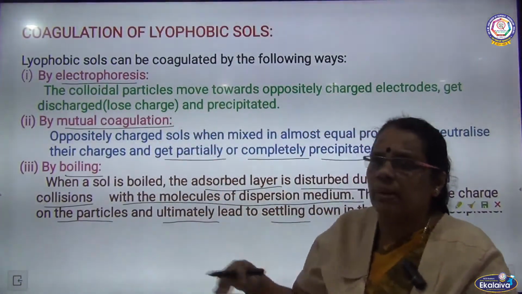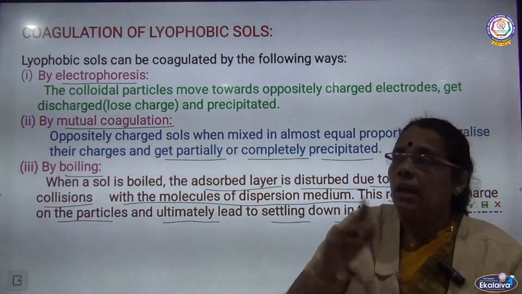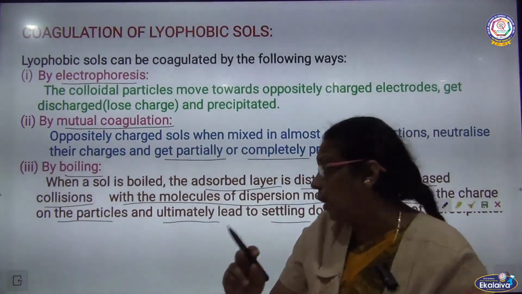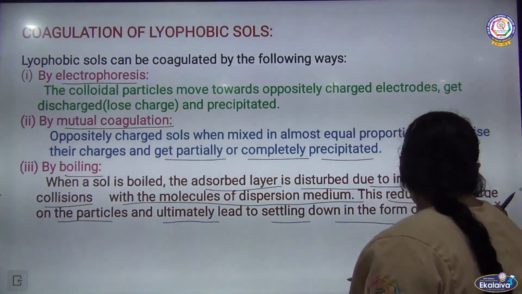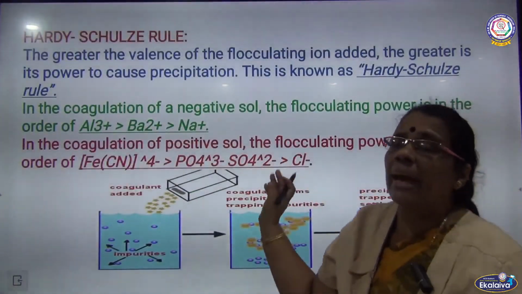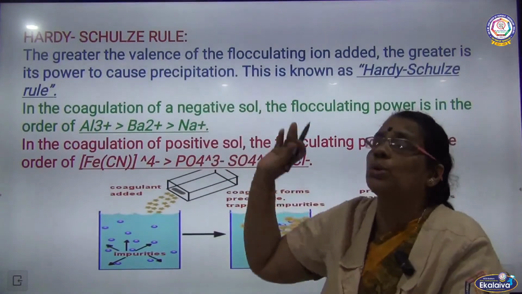So all these methods are completely talking about the coagulation of the lyophobic colloids. Coagulation, as I already told you, is converting a colloid into a precipitate. Then based on this we are going to talk about one important rule. What is that? Hardy-Schulze rule.